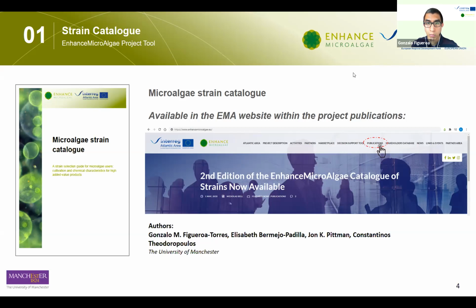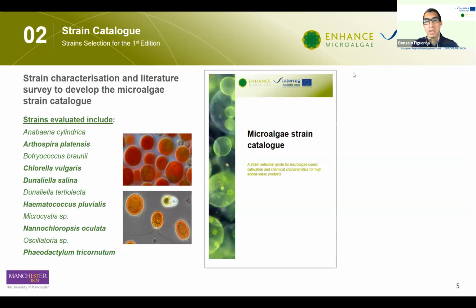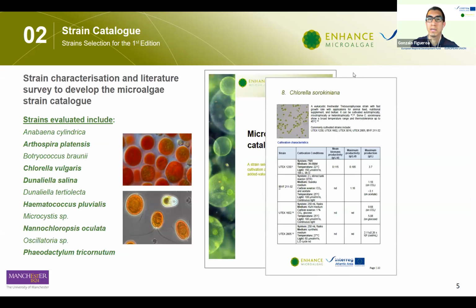So what will you find inside the catalog? Well, you'll see a list of the species that we have included. Some of them are, for example, Arthrospira platensis, Chlorella vulgaris, Haematococcus pluvialis. When you go to the page that is specifically for each of these species, you will initially find a photograph with a brief description of the microalgae so that you can have an idea of the morphology of the cell and what it's used for.